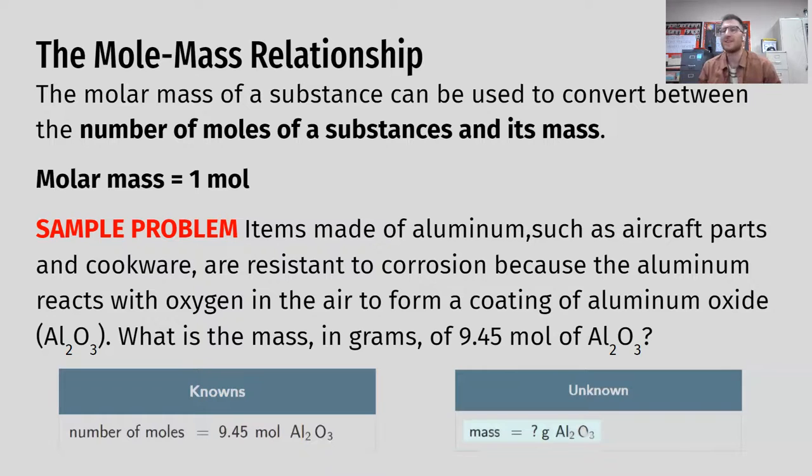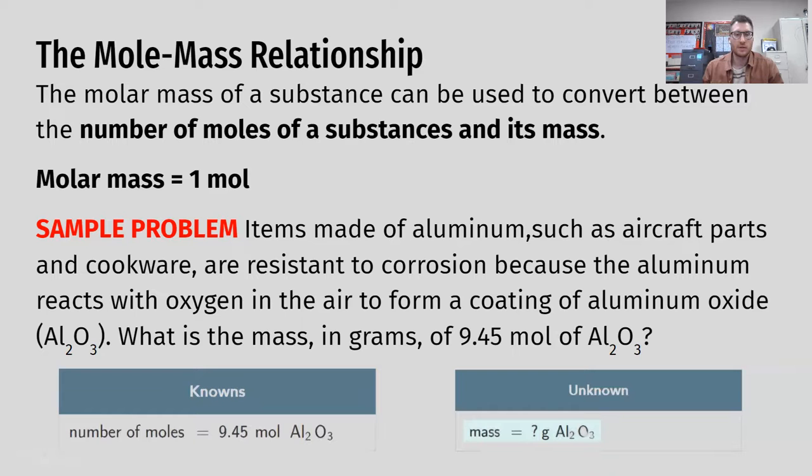So essentially, there's a lot of setup work here. There's a lot of words that don't necessarily pertain to the actual question, but it's good to have a background. Essentially, what we need to focus on is if you have 9.45 moles of aluminum oxide, how many grams of aluminum oxide does that represent?